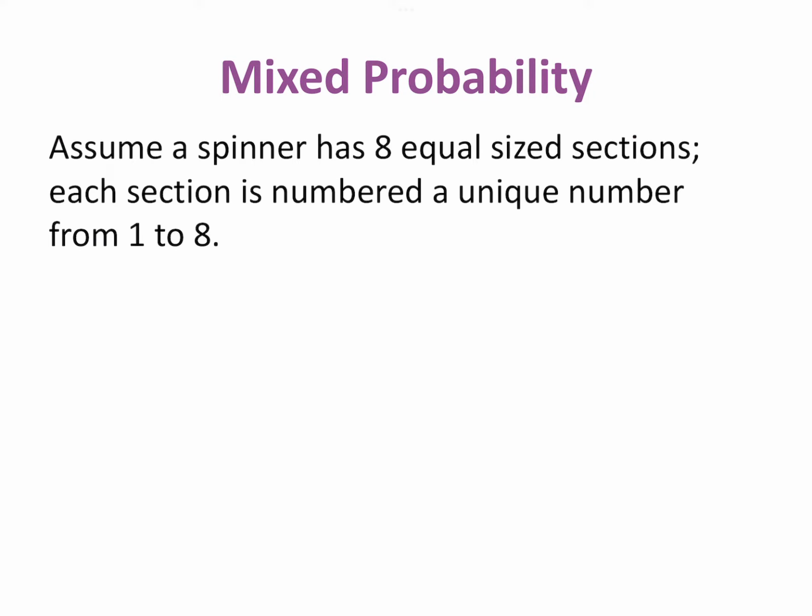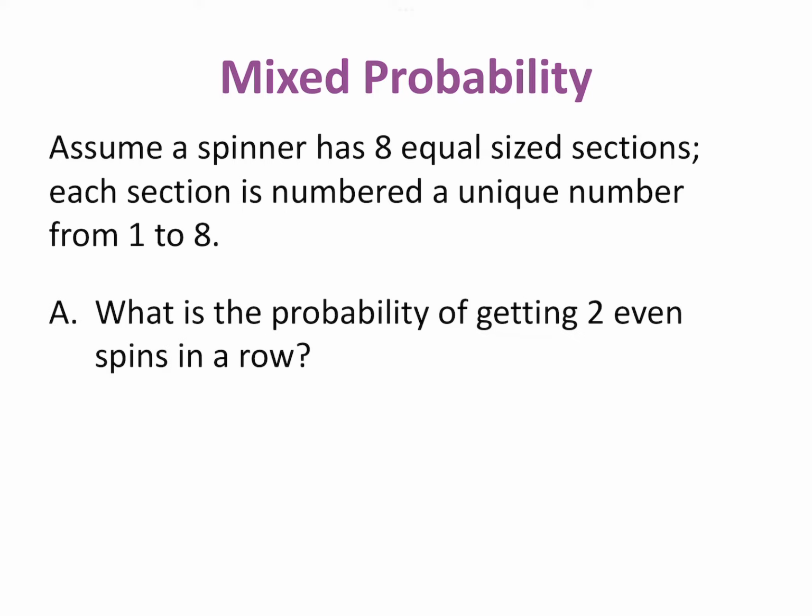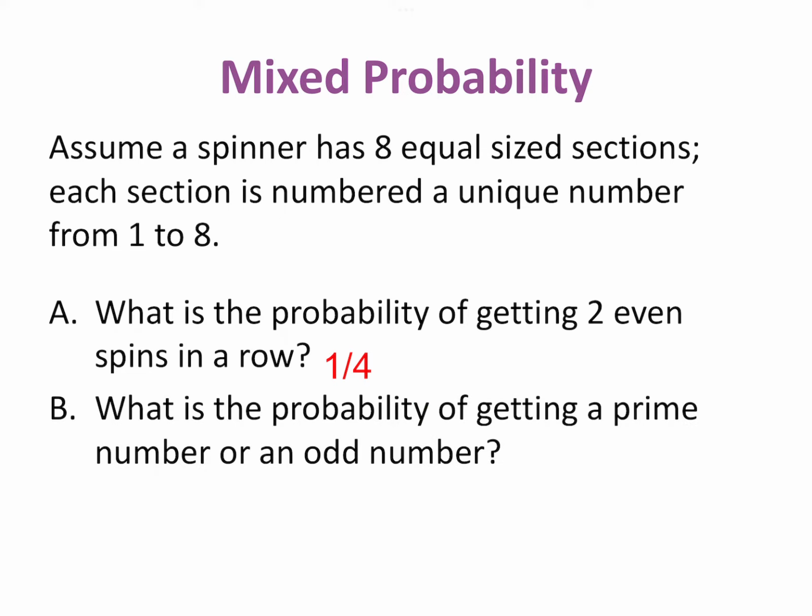Then we have mixed probability, where we make things a little bit more difficult. So we assume we have a spinner that has 8 equal size sections, and each section is numbered a unique number from 1 to 8. So what is the probability of getting 2 even spins in a row? Well, even would be 1/2 and then 1/2 again. So if you multiplied them together, 1/2 times 1/2 to get 1/4. Again, maybe take a minute to see if you can get these and then see what the answers are.